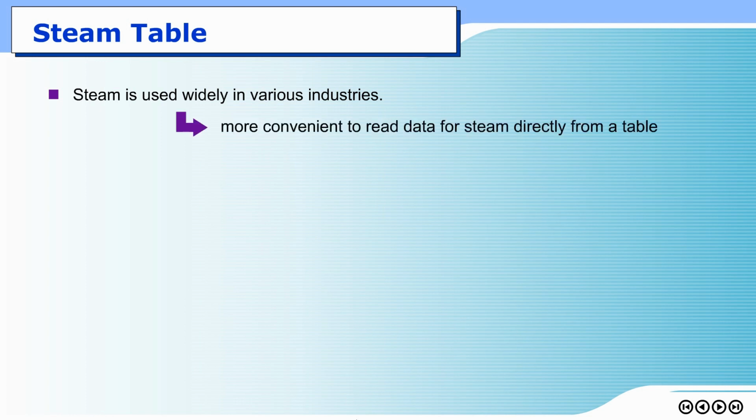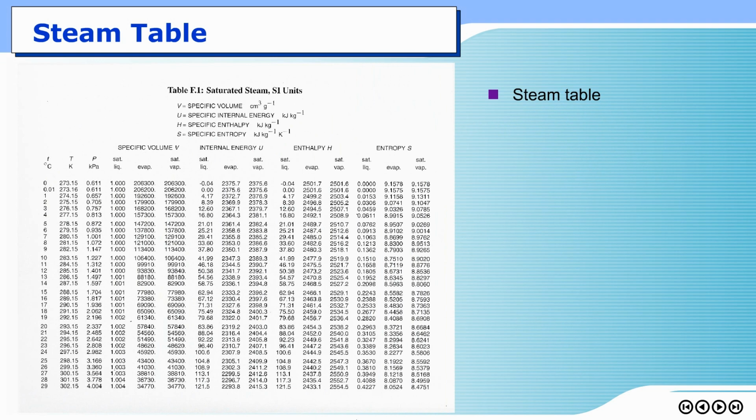So as I said, because of the complication in creating an equation that can represent the data correctly, sometimes it is more convenient to read the data out of the table directly. And the data for steam are listed in what we call the steam table. There are two kinds of steam table. The first one is called the saturated steam table, and the second one is called the superheated steam table.